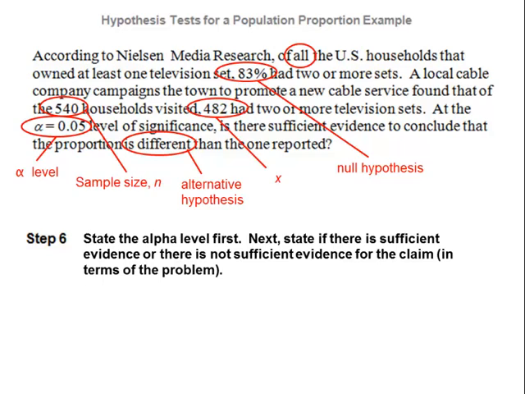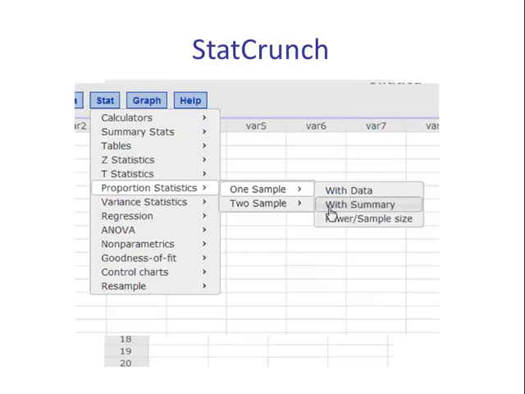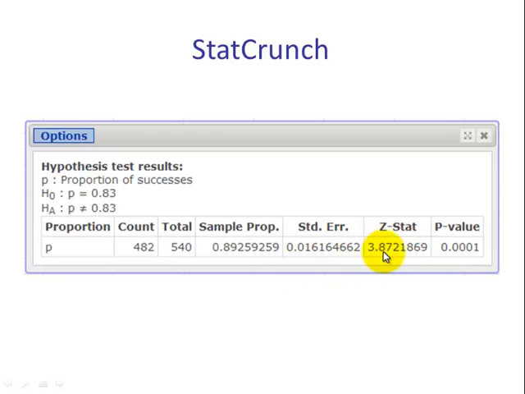So let's use technology to compute the test statistic and the p-value. Using StatCrunch, we go to Stat, Proportion Statistics, One Sample, With Summary. We type in x, number of successes. We type in n, number of observations. We type in the null, 0.83, and then for the alternative we choose not equal to. We hit compute, and we see the test statistic is 3.87. The p-value is 0.0001.